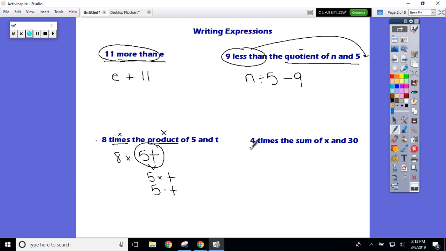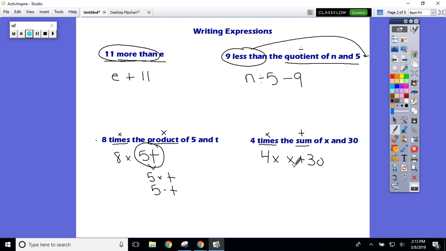Moving on to our last one, we have this expression 4 times the sum of x and 30. Times means to multiply. Sum means we're adding. So 4 times the sum of x and 30. Here's our 4 times. We have a sum of x and 30.